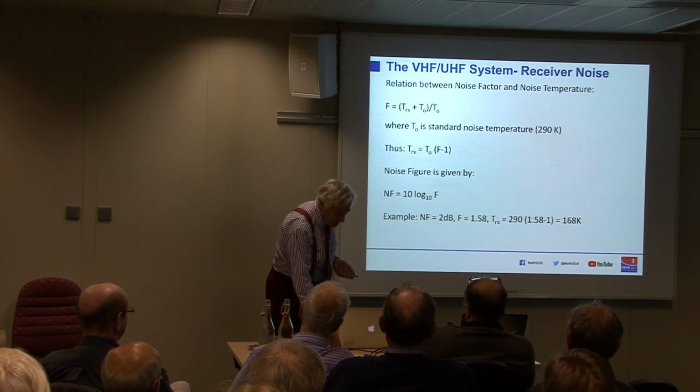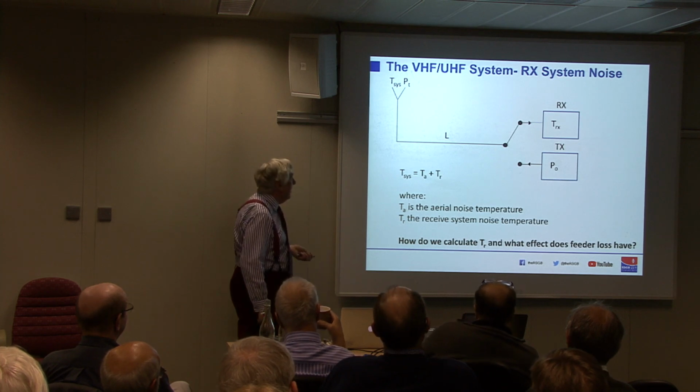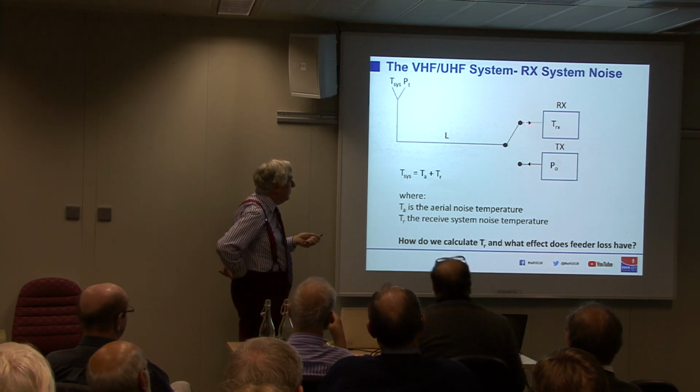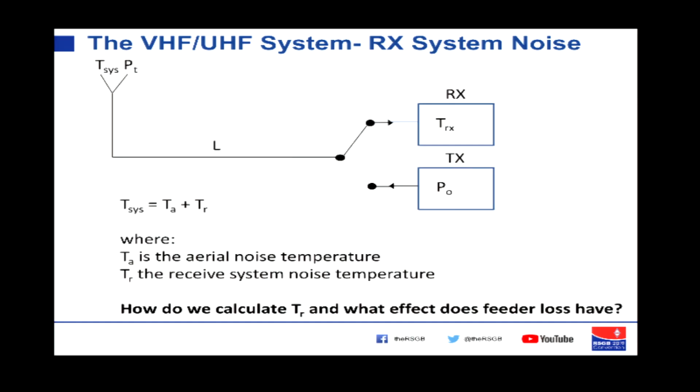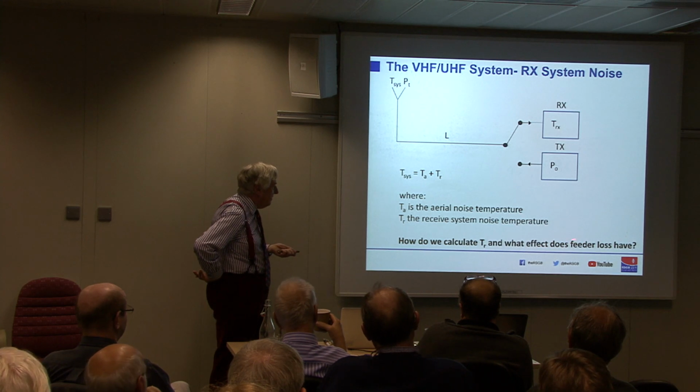So that's going to be my starting point, but we have feeder in the way, in between the receiver and the antenna, and so we have a system noise temperature here, and that system noise temperature has two components. One, the aerial noise temperature, which is all the noise that the aerial gets, and the other bit is the referred part of the receiver noise temperature. So I call that the received system noise temperature. So we need to know how to calculate TR and what effect the feeder loss has on it.